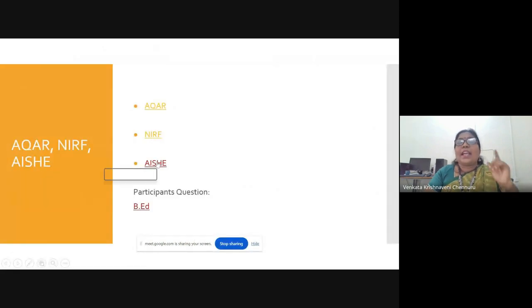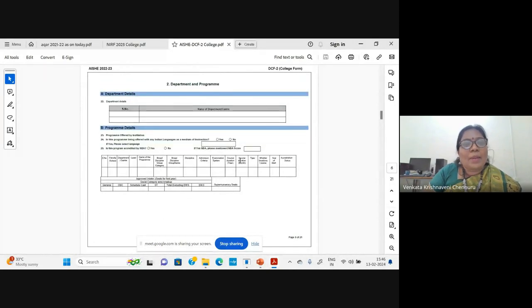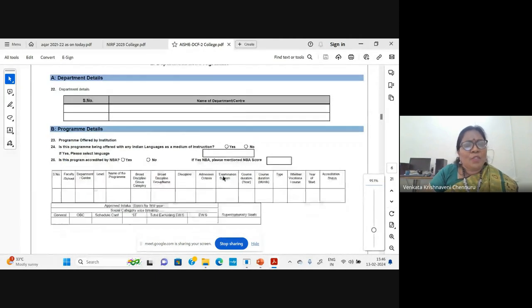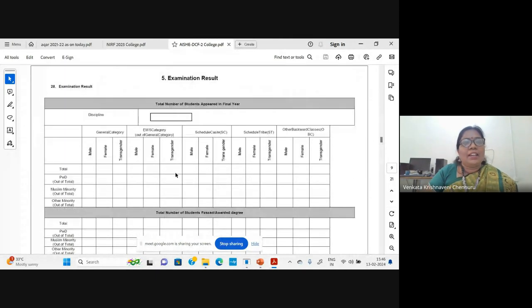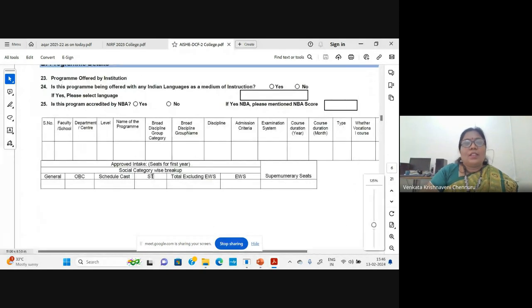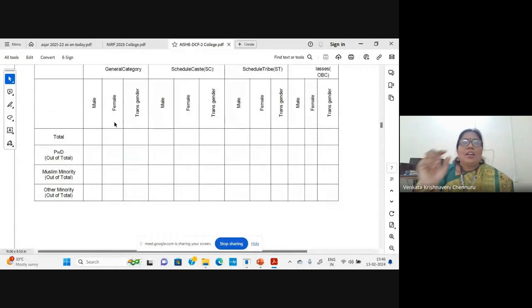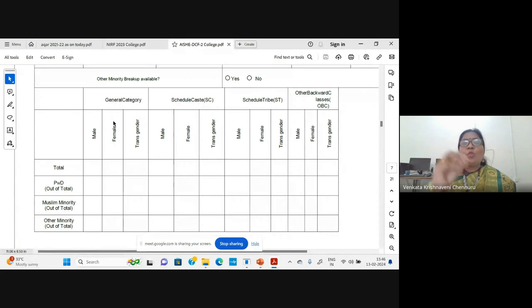Okay, next point is AISHE also asks us for certain information. This is the blank form I am able to get, and I'll show you what they are asking. The questions they are asking are, look here, total number of years, program details. Who are the students who belong to the general category, SC, ST, OBC, and in the general category also, how many are from Muslim minority, other minority, PWD, and are there any students of PWD category from SC, ST? This is the data they are asking.